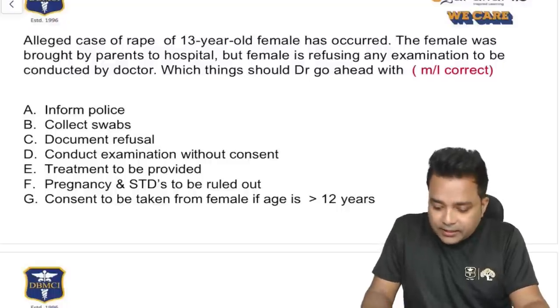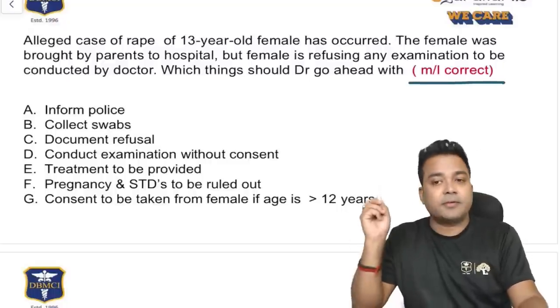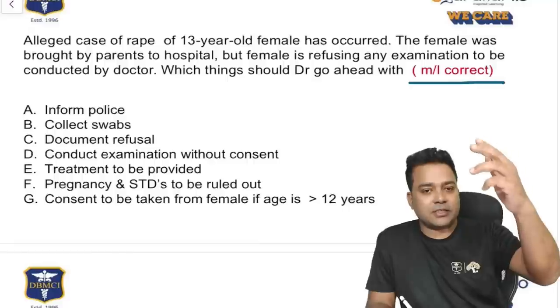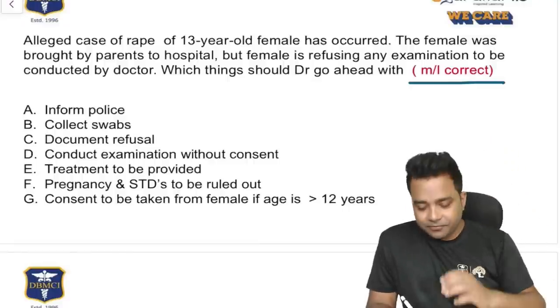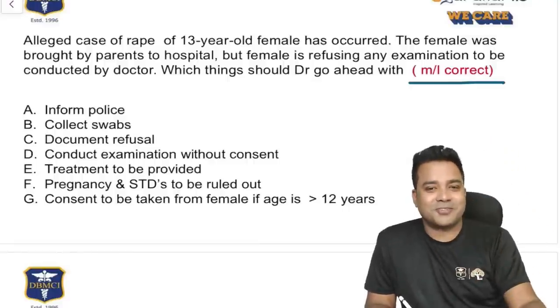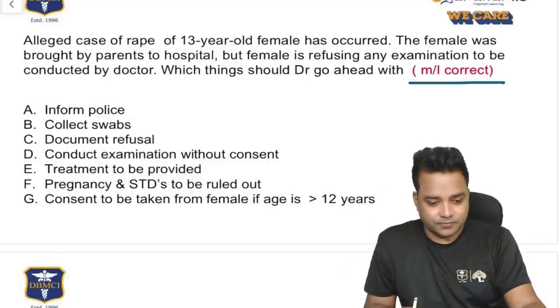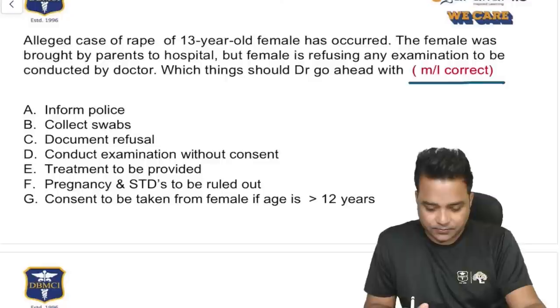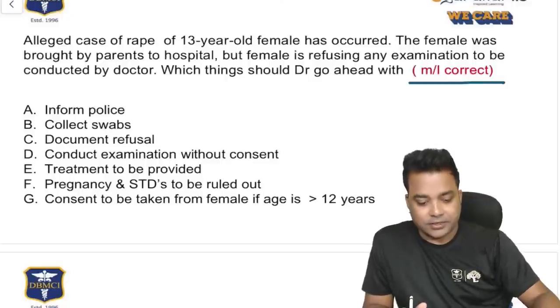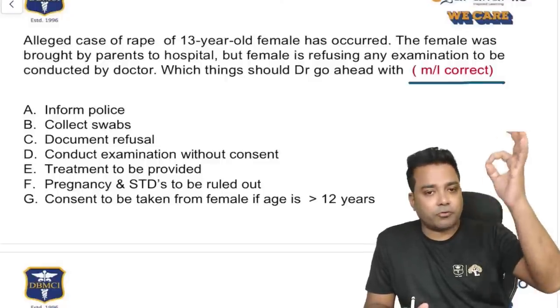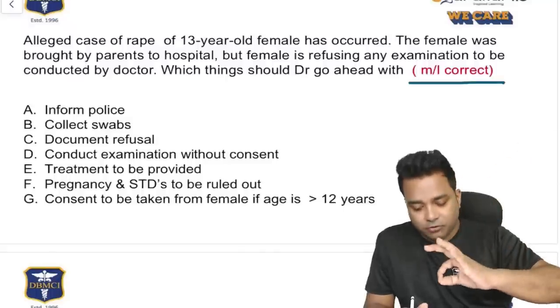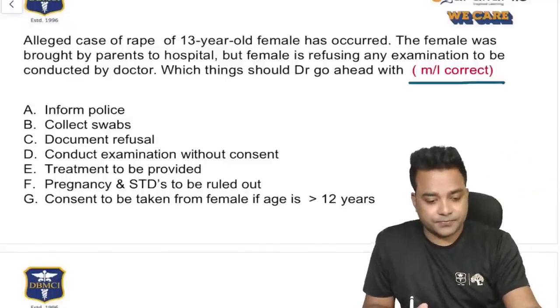So multiple correct options can be there. Pick your answers out of A, B, C, D, E, F, G. I have twisted a few options so as to cover this topic completely. Read the question, pick your answer out of A to G. Which of the following do you think are correct?